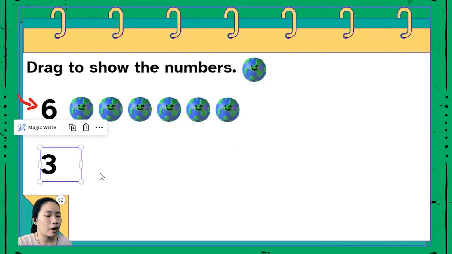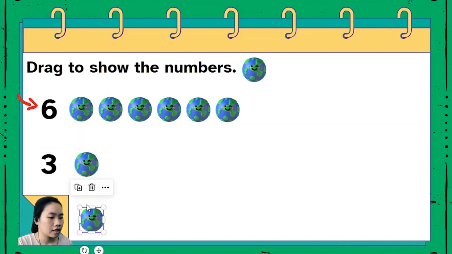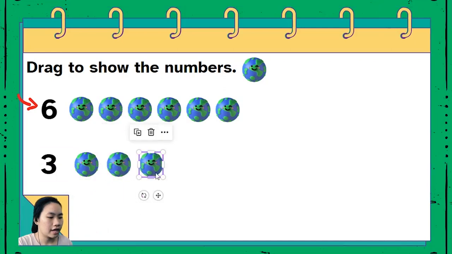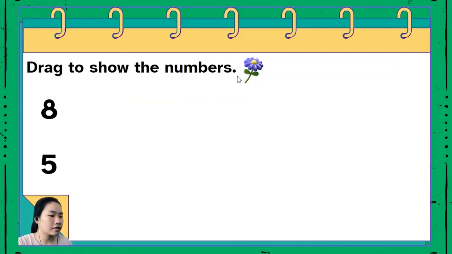Now down here, how many earths does this number want? 3. So let's copy and paste 1 earth, 2 earths, and 3 earths. 6 earths up here and 3 earths down there. Drag to show the numbers.